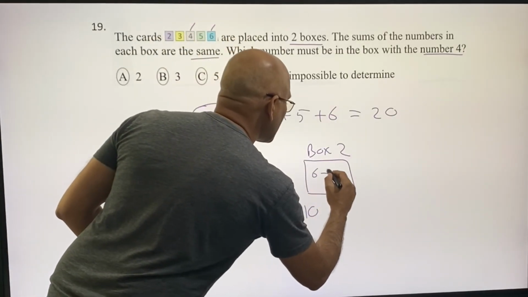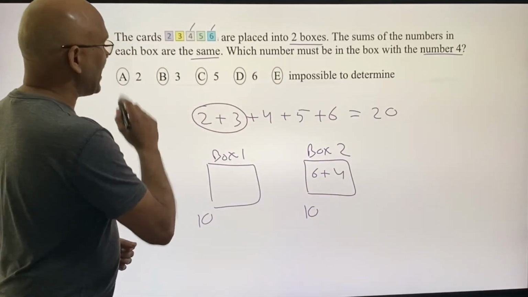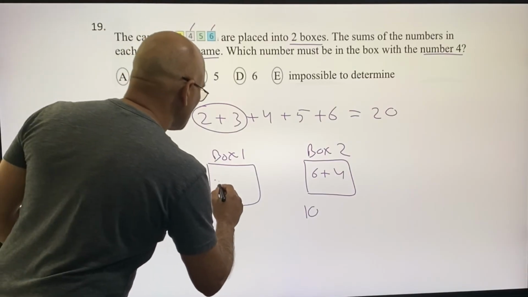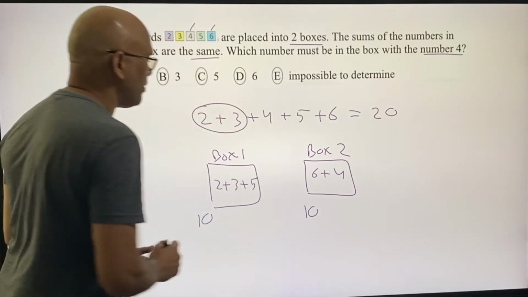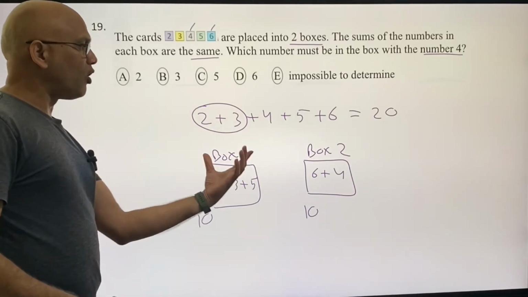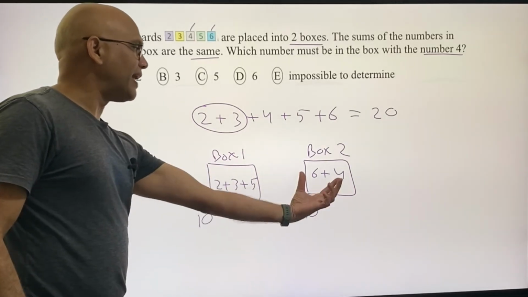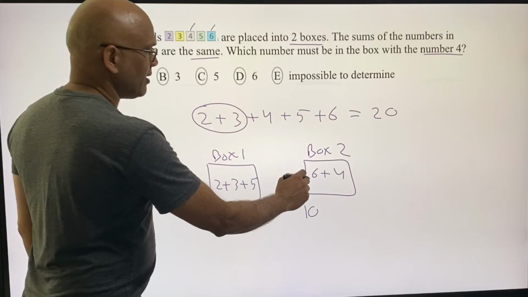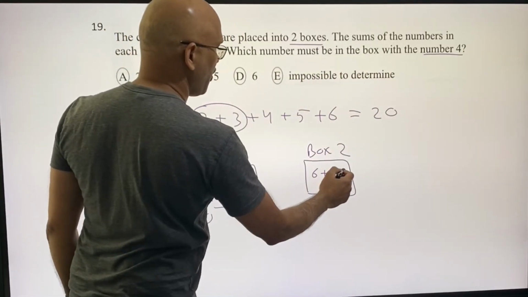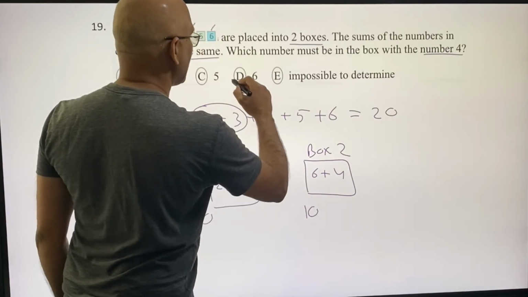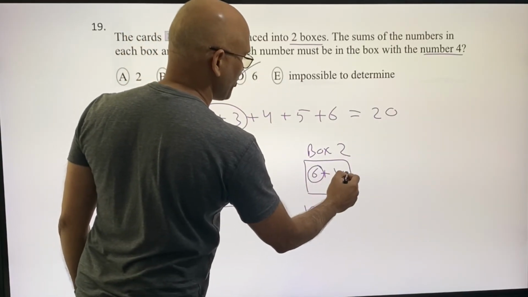So then 6 must go with 4, and then the remaining 2 plus 3 plus 5 must go together. This is the only way I can have 10 here and 10 here. Then, which number must be in the box with the number 4? Then D is the correct choice, because 6 has to be with 4.